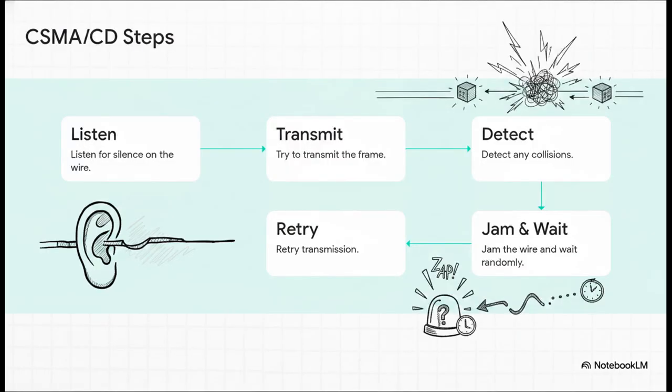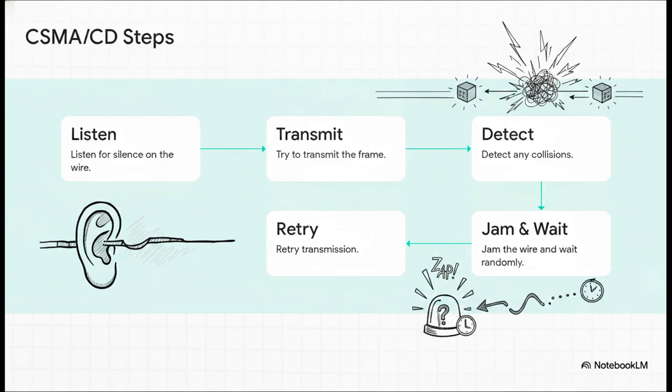Let's actually walk through the literal steps of this algorithm because honestly, it is fascinating. First is Carrier Sense. Your computer literally listens to the wire to see if anyone else is transmitting right now. If it's silent, it tries to transmit its frame. But as it sends, it keeps listening.